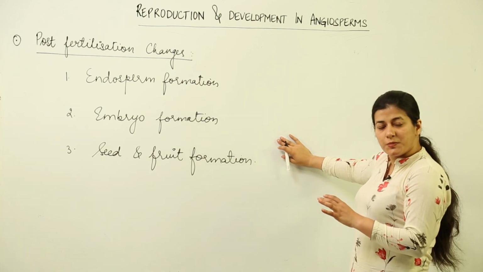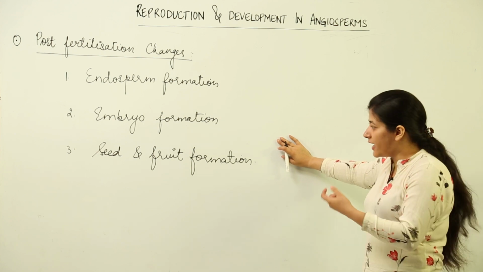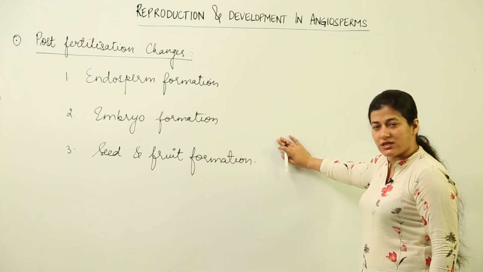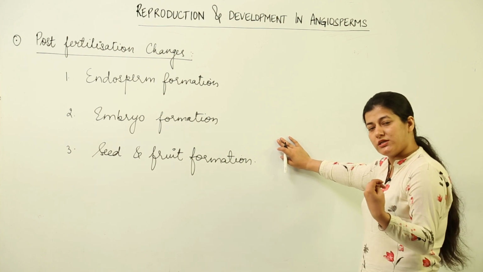What is endosperm formation, how it takes place, what is embryo formation, how it takes place, and how seed and fruit formation takes place. We are going to see that. But for once, we have to get back to what was in fertilization.